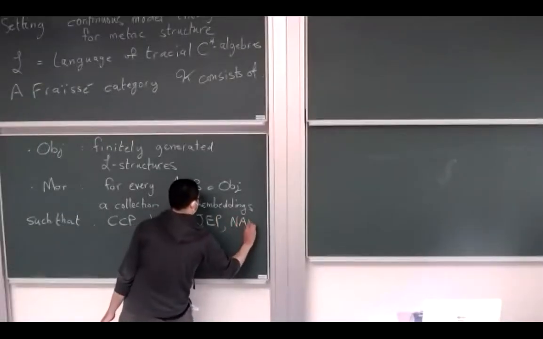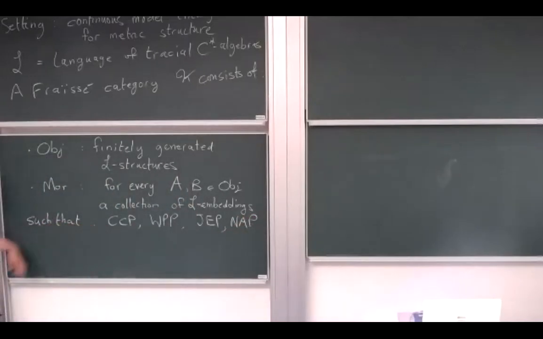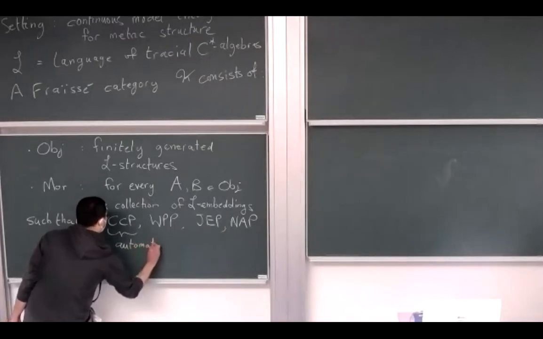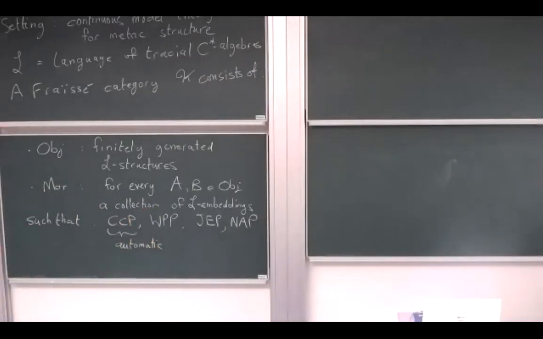And so to be a Fraïssé category, you want some properties to hold. And the properties you want are what's called the Cauchy continuity property, the weak Polish property, the joint, I want to say expectation, that's not it, joint embedding property, and the near approximation property. Okay, so I'll just say that the Cauchy continuity property is automatic with this language. So I'm not going to say anything more about this. It's just automatic. And I'll say some things about the other ones shortly. All right, so that's what a Fraïssé category is.